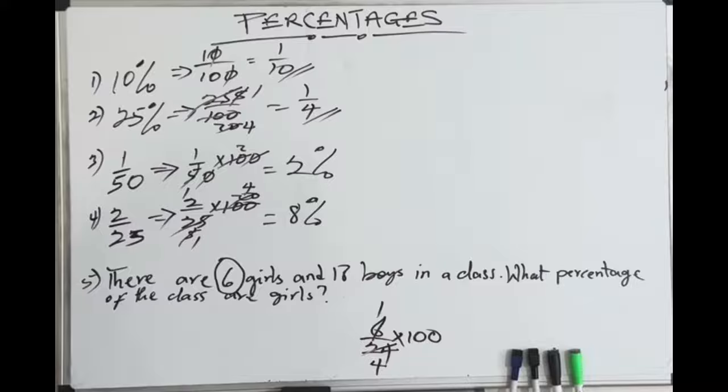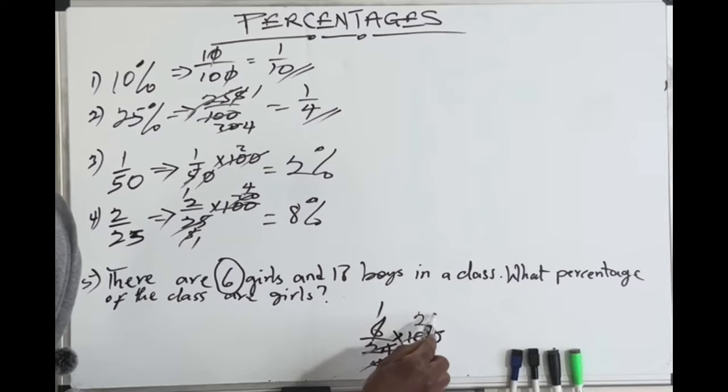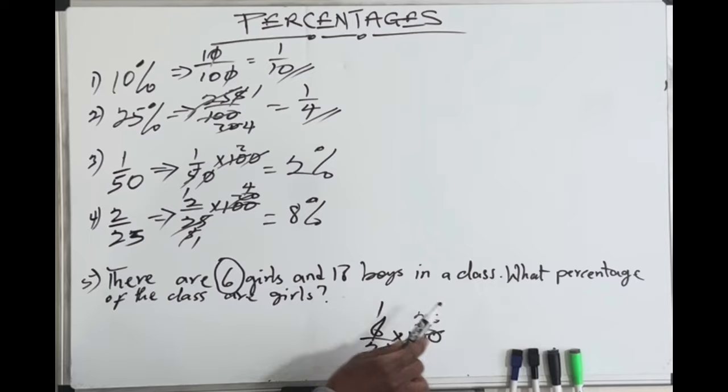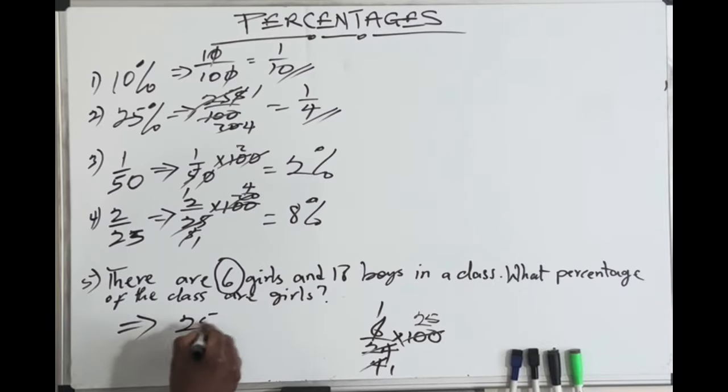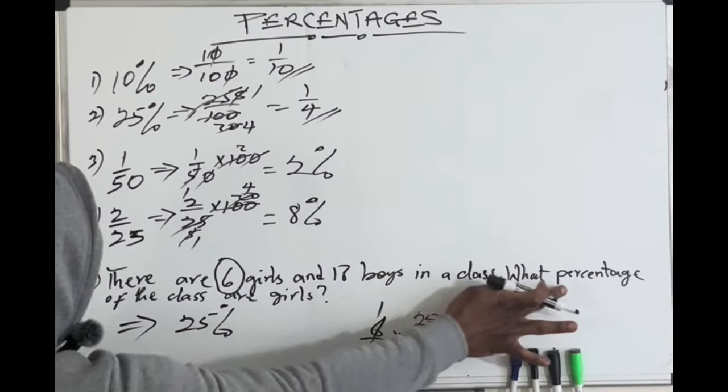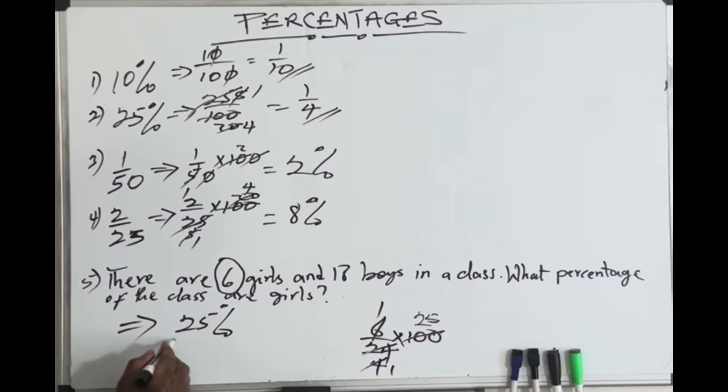100 divided by 4 is 25. So 4 goes here, 1 goes into 125. 1 times 25 is what? 25. So 25%.